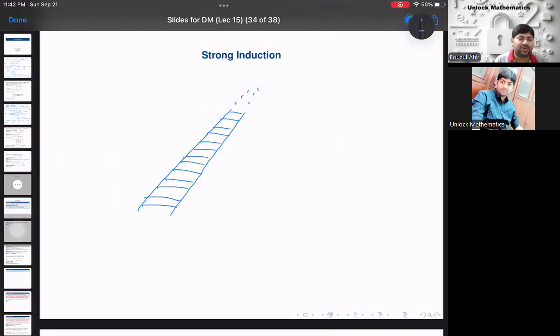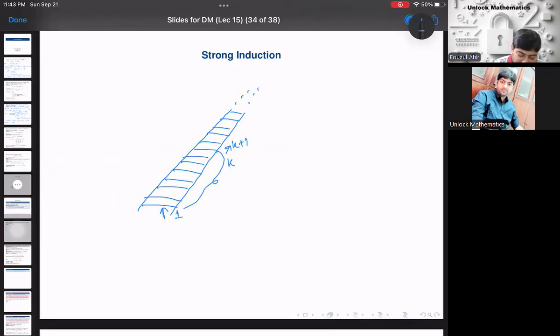Now here you have two capabilities. One is that you should be able to reach the first step or the basic step. And if you are up to the kth step, that is, if you have 1, 2, 3, 4 up to k, you can go to one more step. If you have these two capabilities, then you can say that you can reach the whole infinite ladder.